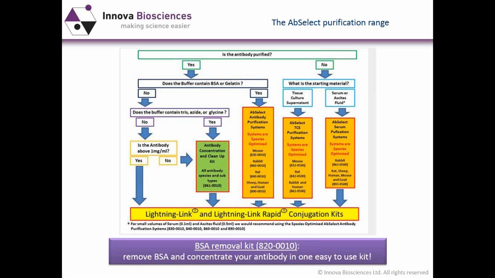Note the BSA removal kit does what it says in this context, but won't remove gelatin if that has been used as a stabilizer. And then on the left-hand side, we have a product, the Antibody Concentration and Cleanup Kit, which is really designed to help you concentrate antibodies to a convenient level, or to remove small buffer components that may interfere with whatever you want to do with your antibody. So this will remove tris, sodium azide, glycine, etc. in a very simple and quick method with very good yield.